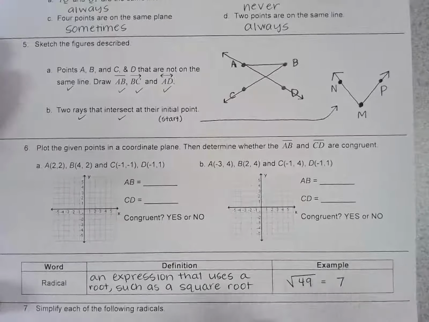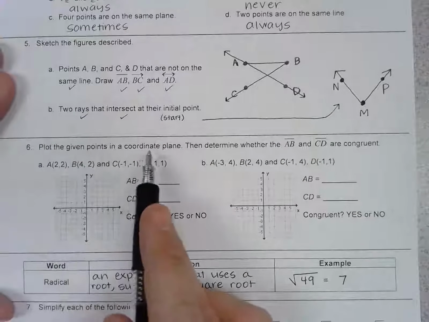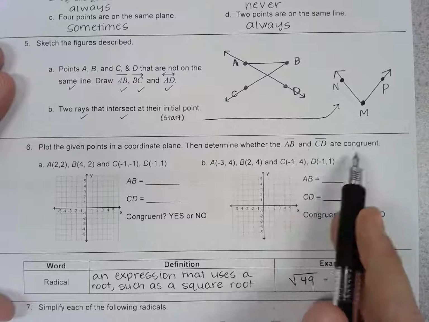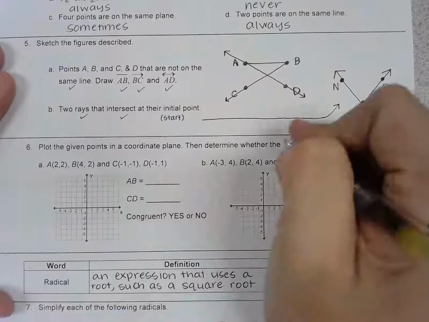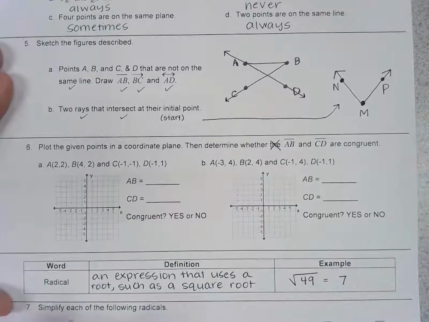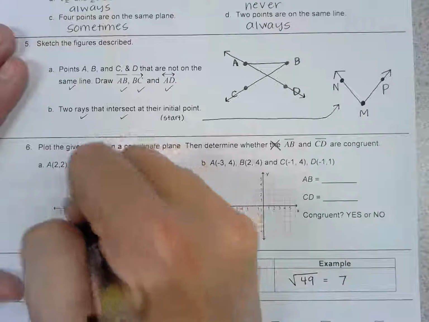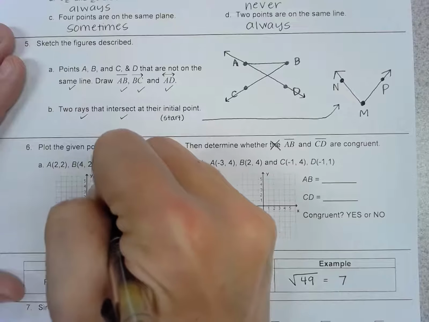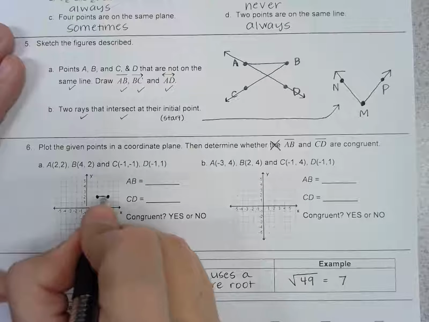All right, on example number 6, it says plot the given points in a coordinate plane, and then they want you to decide whether the segments AB and CD are congruent. You don't need the word "the" here. You can cross that out. So let's remember our coordinates. A is at 2, 2. B is at 4, 2. So there's A and B.